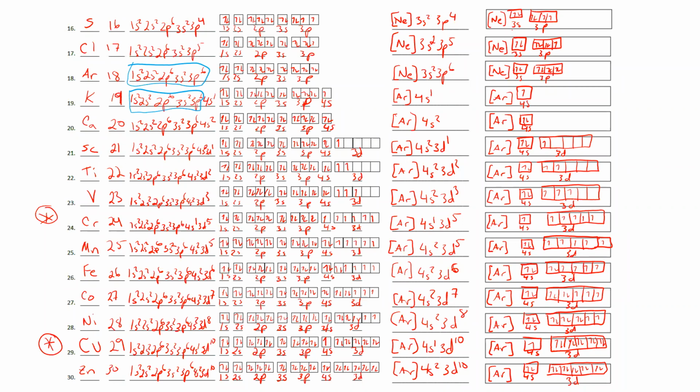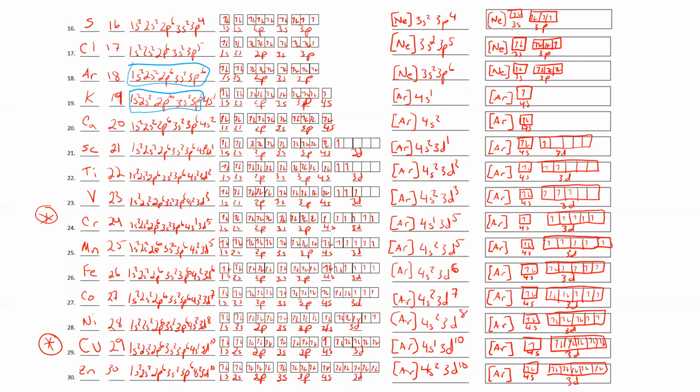Remember, there are a couple of exceptions when you get to chromium and copper, which are noted by the stars on the left of this page. So in those ones, the 4s shell is half filled, whereas the 3d is either half filled or fully filled, as opposed to pairing up the electrons in the 4s orbital first. And these things are going to be important for not just the electron configurations and bonding, but for understanding ions of transition metals as well, which is something you'll actually explore more in 102 if you go on to 102.